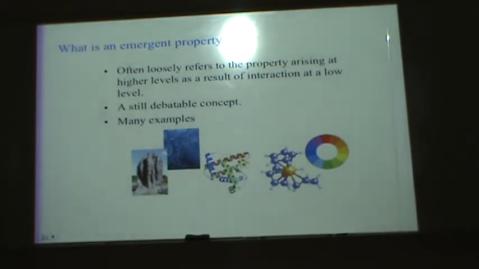So basically, those properties happen at a higher level, like the molecule level, but at the atom level, which is the lower level, that property does not even exist. But the existence of that property at a higher level is because of the interaction of components at the lower level. And that's what I argue gives rise to emergent property.